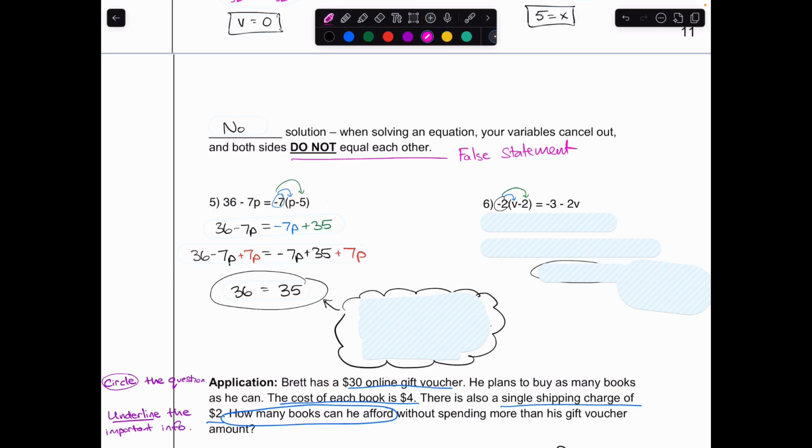So you can just write a line through that equals sign. That means does not equal. There's no value of p that would make that true, so we say no solution.